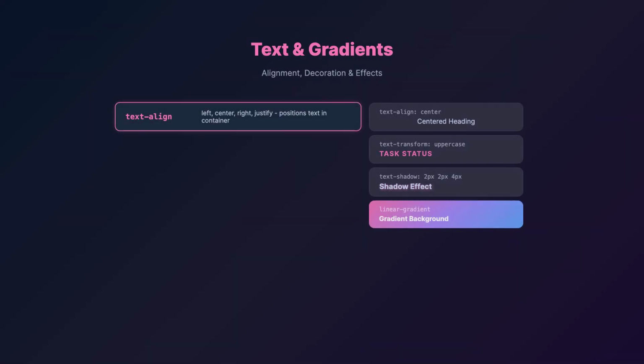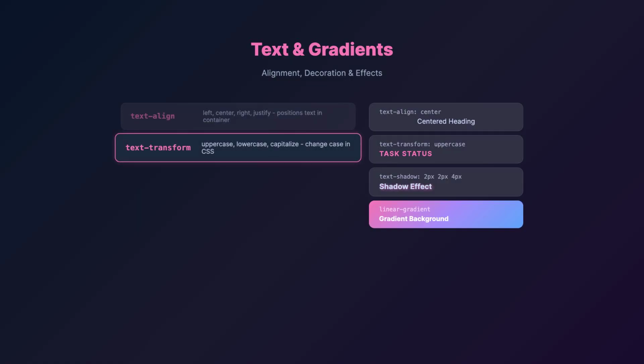Text align positions text within its container. Left is the default for most languages. Center is for headings and hero sections. Right is for numbers in tables. Justify stretches text to fill the full width.